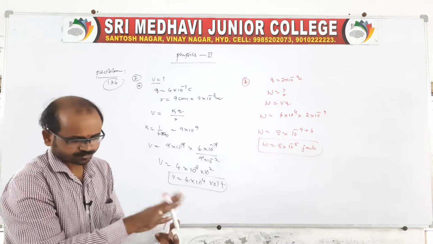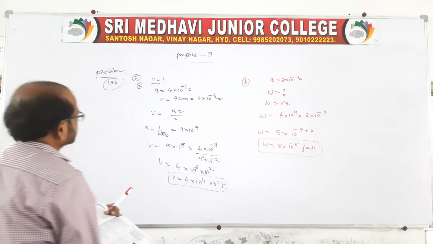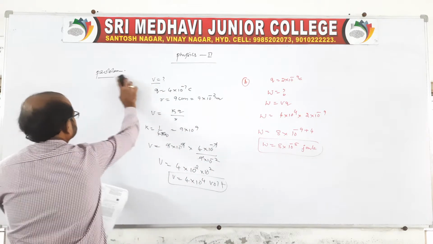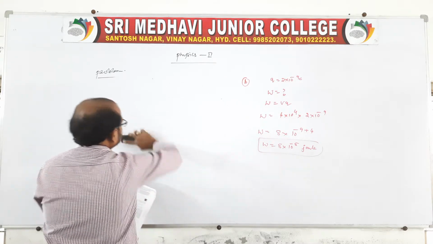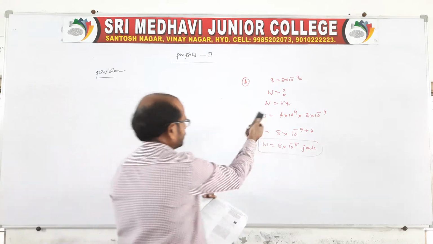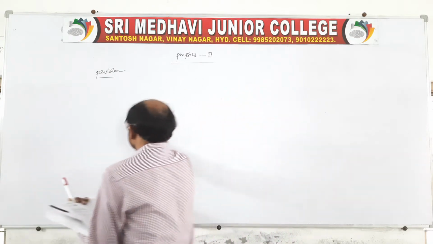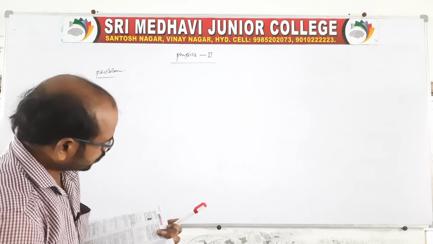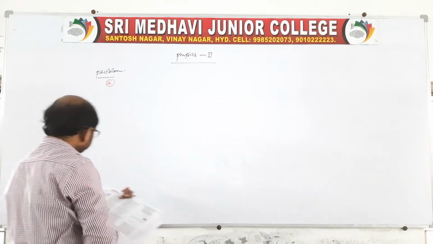Okay, now let us go to the second problem, continuation, on the same page number 134. Very simple calculation, right? Just multiply. Already we know V and Q. There you substitute and get the answer like this. Let us move to the second problem.